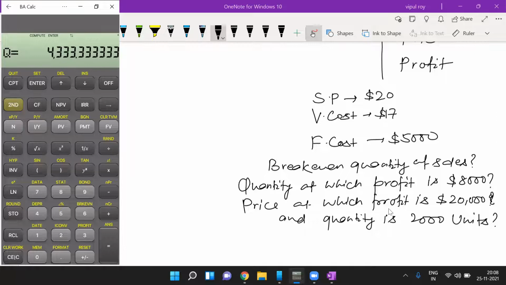Third question is the price at which profit is $20,000, right? So again, what I'll do, profit 8,000, make it 20,000, enter, right? Quantity is given. So price at which profit is $20,000 and quantity is 2,000. Now in case of quantity, I'm going to put 2,000. And now I have to calculate price. So enter. This price I need to compute. See, the price is coming 29.5. So all these questions can be easily solved on BA2 plus calculator.